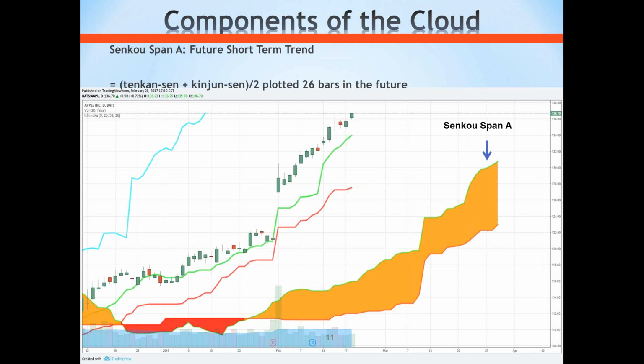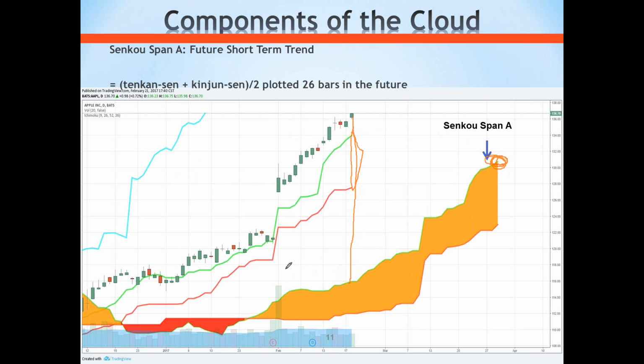We take a moving average of these two moving averages, but rather than plotting it under the current bar, we plot it 26 bars into the future. So that means that if we were to draw a line straight down to the Senkou Span A under today's candle, that was actually plotted there 26 days in the past. If we're looking at a daily bar, it's going to be 26 days into the future that we plot it.